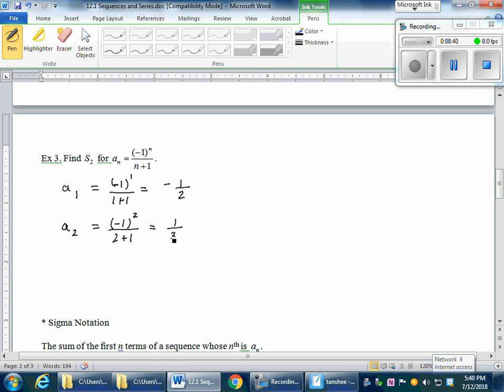Now I can find the partial sum of those two terms, as the 2 represents. That means a sub 1 plus a sub 2, which is -1/2 plus 1/3. When you use the calculator or do it by hand, this becomes -1/6. That will be the partial sum of this given sequence.